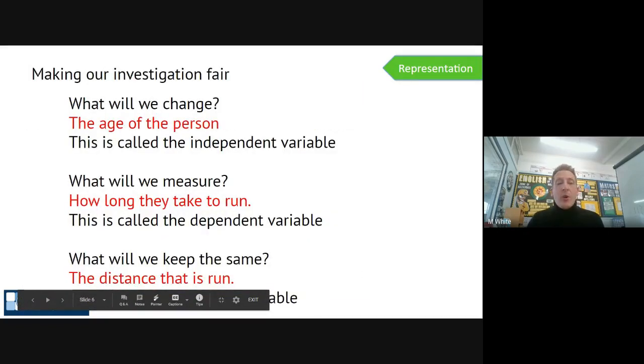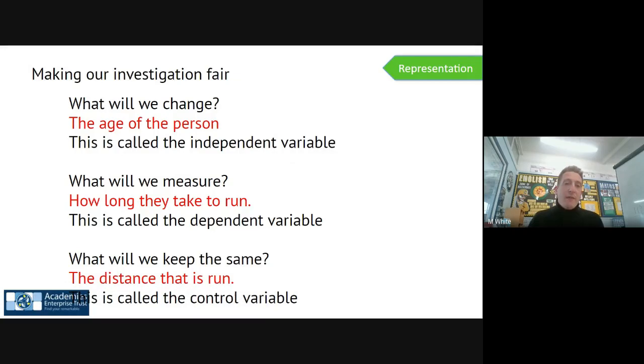What we need to make sure of is that we're making our investigation fair. So what is going to change? Well, the age of the person. We're going to be looking at different ages of person. Thinking about our human life cycle, the different stages are going to be what are called our independent variable. These questions will be important when we get to the checkpoint, and are important whenever we do any investigation. What will we be measuring? Well, we'll be measuring how long they take to run.